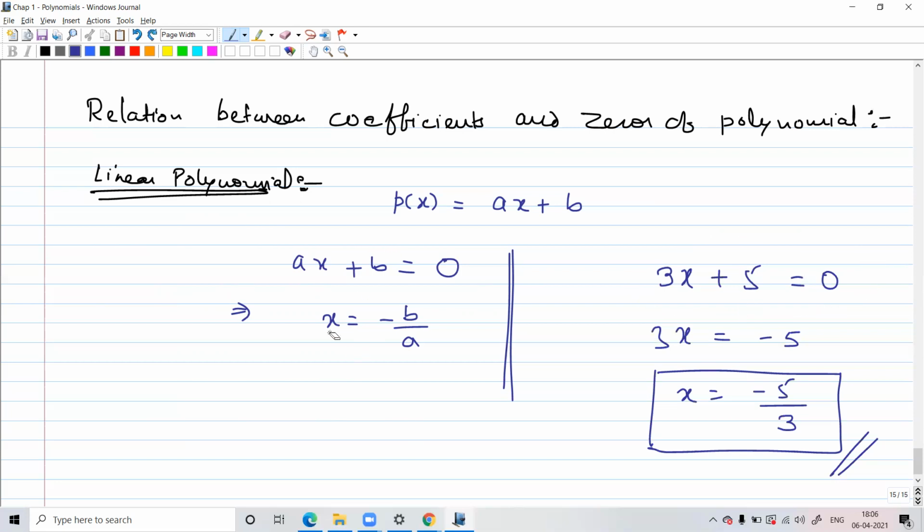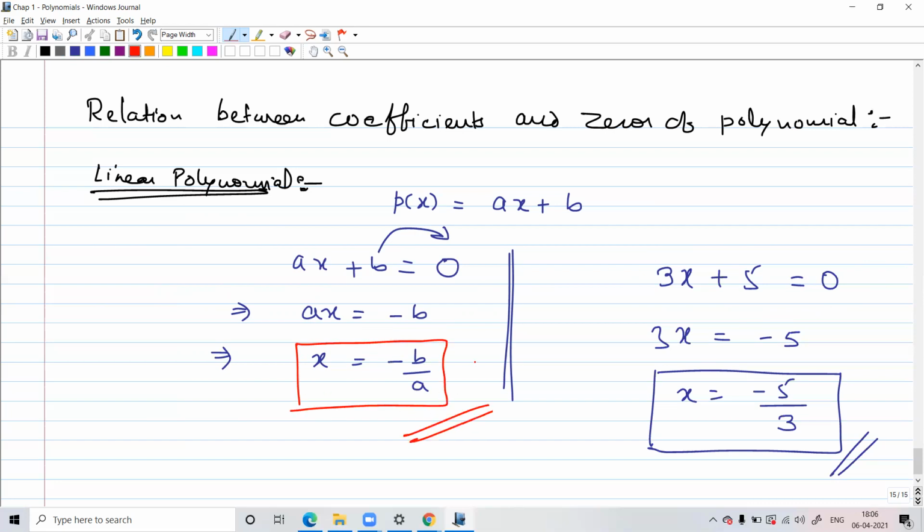Same thing we are doing here also. We have not done anything different. b is here, transpose to the other side. So ax will be minus b. Then you leave x here itself and transpose a to the other side. Then it will become x equal to minus b by a.